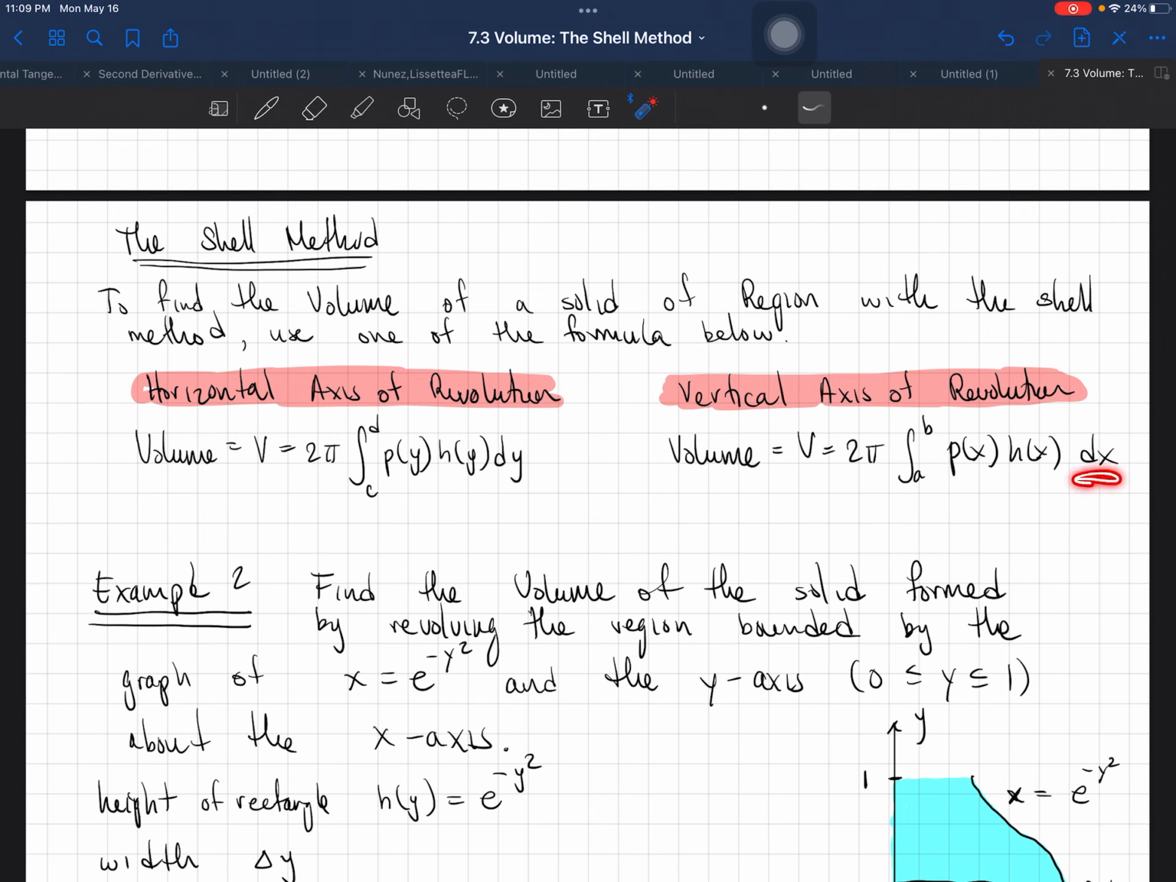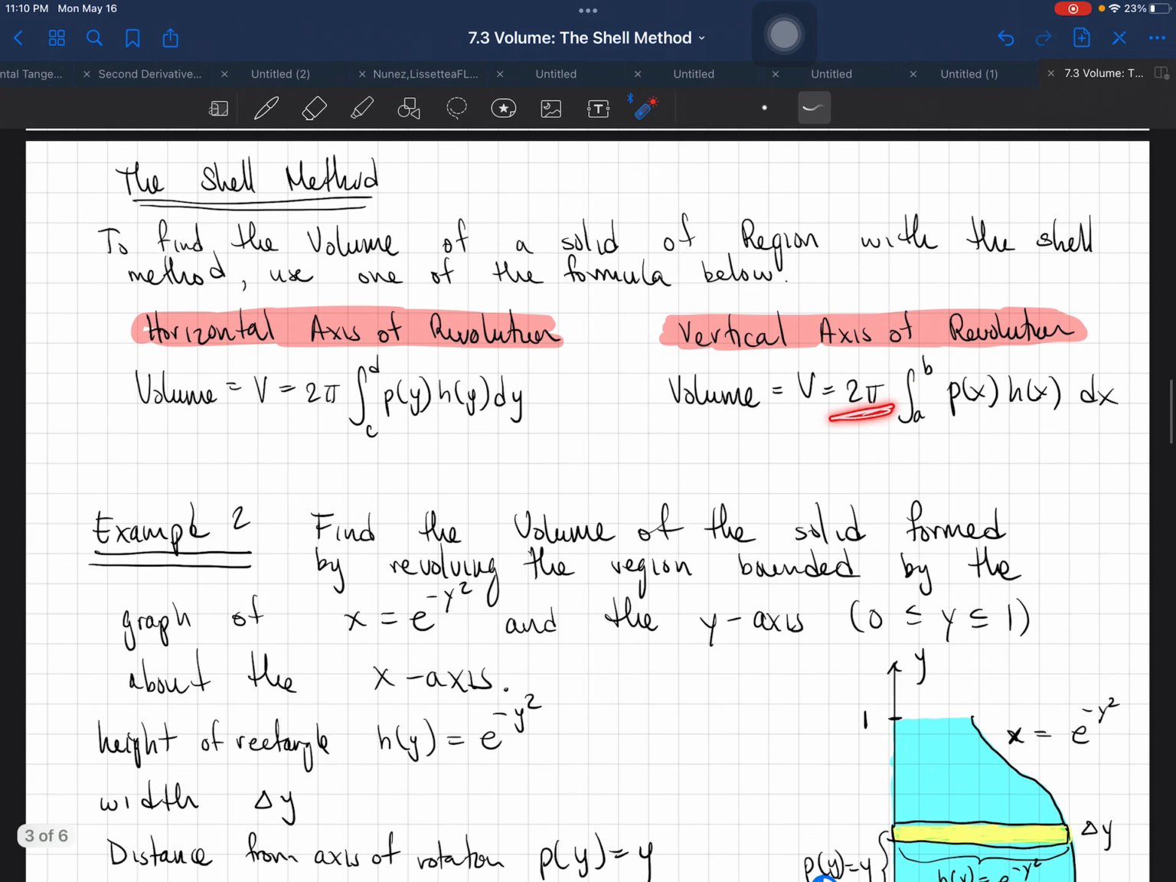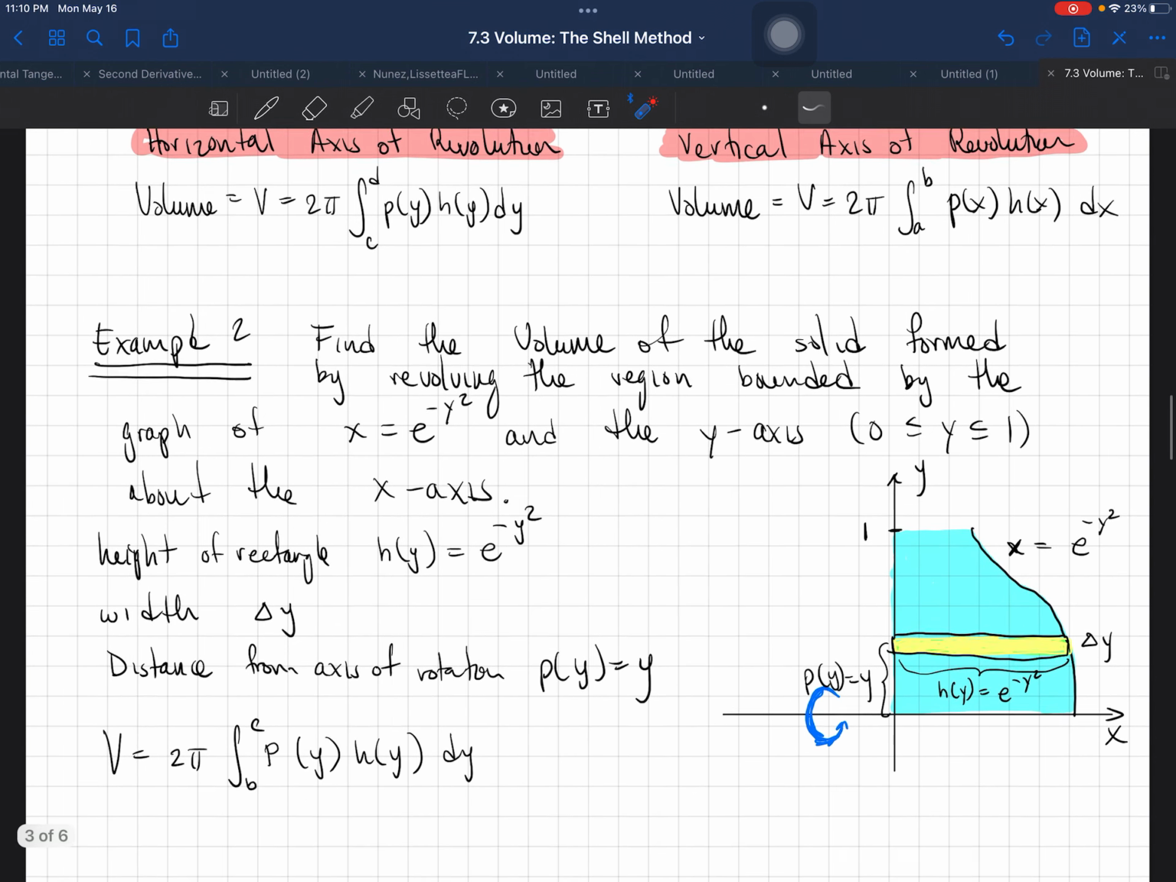Nonetheless, that's the case where the functions will be in terms of x. The distance, again, is the distance of your representative rectangle to the axis of rotation, and your height, right? And a and b, these are the boundaries of your delta x, times 2 pi. And so what I've always noticed is most students will always forget about 2 pi. So they get caught up too much trying to memorize this, right? But they forget about the 2 pi. Anyway, so let's move on to the next example.